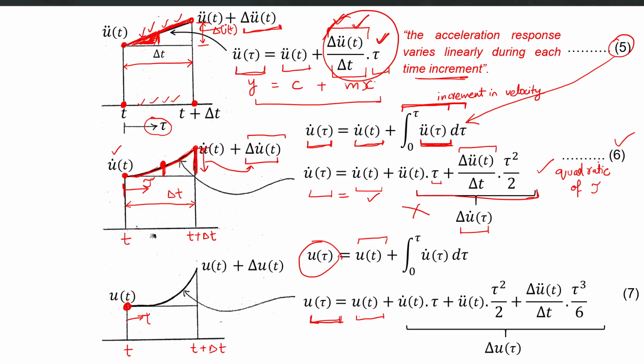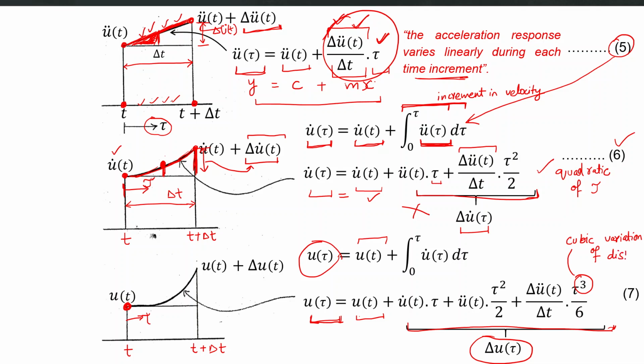So if we integrate equation 6, we will get this whole function, and that function is basically equal to the change in displacement. So it is delta u of tau. So we can see here that this integration of equation 6 will yield a cubic function for displacement. So it's a cubic function, cubic variation for displacement.